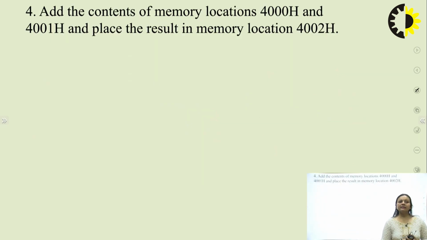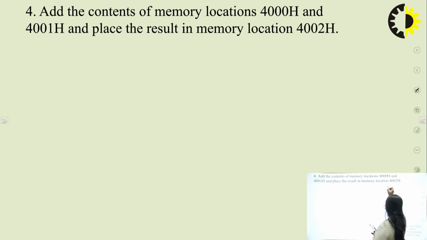Next is: add the contents of memory locations 4000 and 4001 and place the result in 4002. So you have two inputs, two 8-bit inputs, you have to add the numbers and you can directly place the result in 4002. So it's very simple.